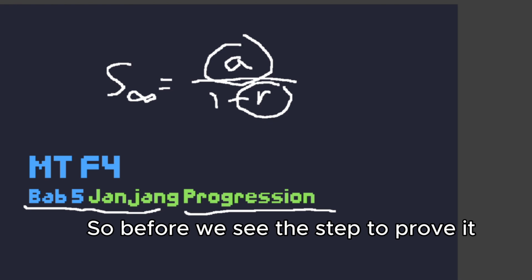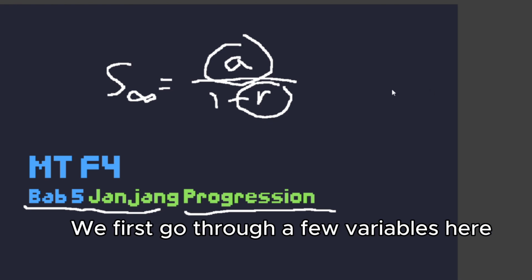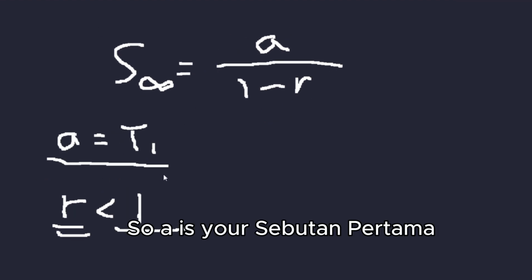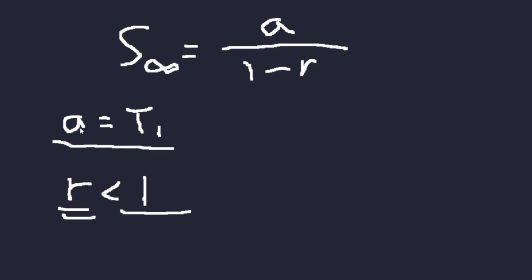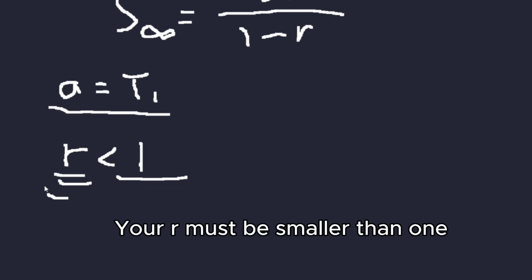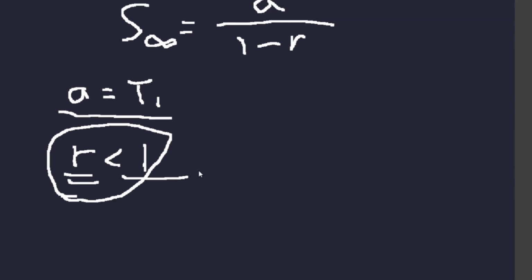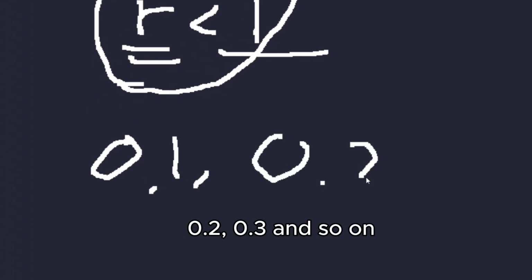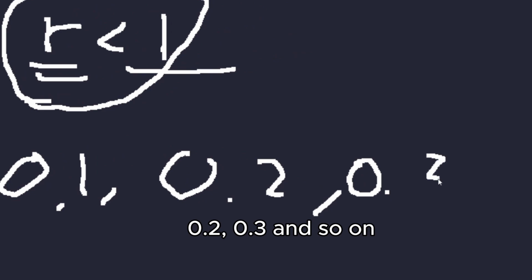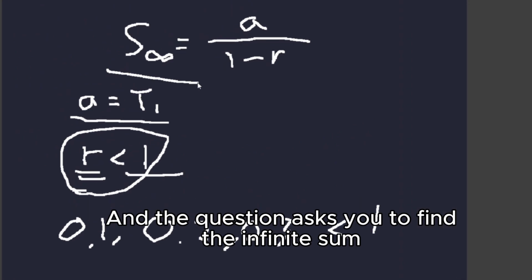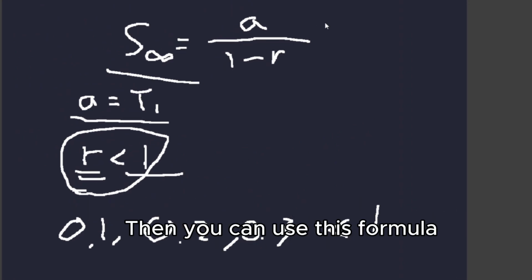So before we see the steps to prove it, we first go through a few variables here, which are the A and R. A is your sebutan pertama, your first term, and R is your nisbah sepunya, your ratio. And to use this infinite summation formula, your R must be smaller than 1. So let's say your R is 0.1, 0.2, 0.3, and so on. As long as it's smaller than 1, and the question asks you to find the infinite summation, then you can use this formula.